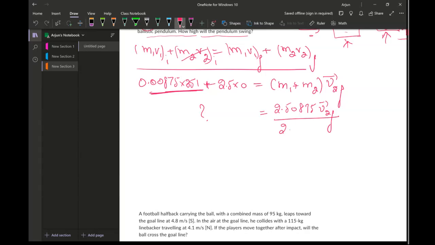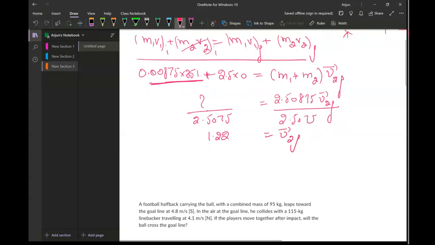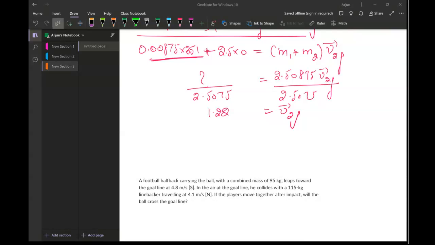Once you calculate this value, divide both sides by 2.5075, and you're going to get V2 final equal to 1.22. That's what you're going to get. And then we're going to find out the height.